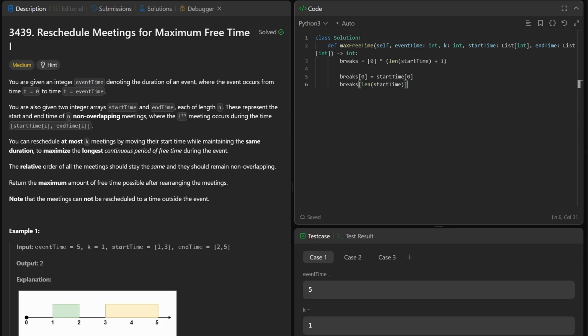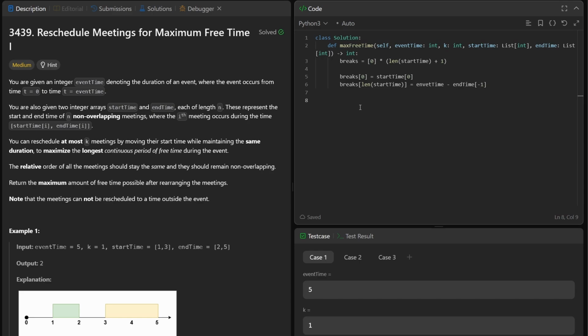Next is the gap after the last meeting, or the break after the last meeting. So it will be event time minus end time -1. So it's going to be the event time minus the last index of end time. So for here, we know it's 5. If, for example, it was 10 and the last meeting ended at 5, the difference of those two numbers is going to be that length of break.